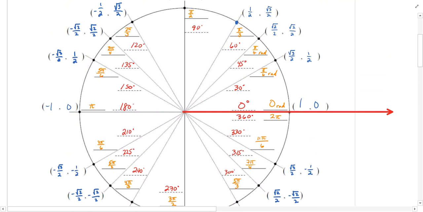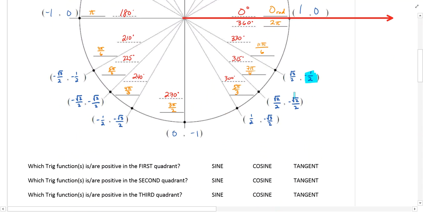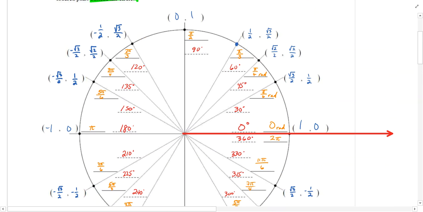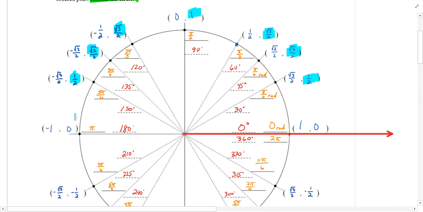As it turns out, when we look at our results here, all of the y values were negative in these positions here. And actually, I'm looking at the questions here. They're actually asking for positive values. So let me say this a different way. All of the y coordinates are positive in these positions here. All y coordinates are positive.